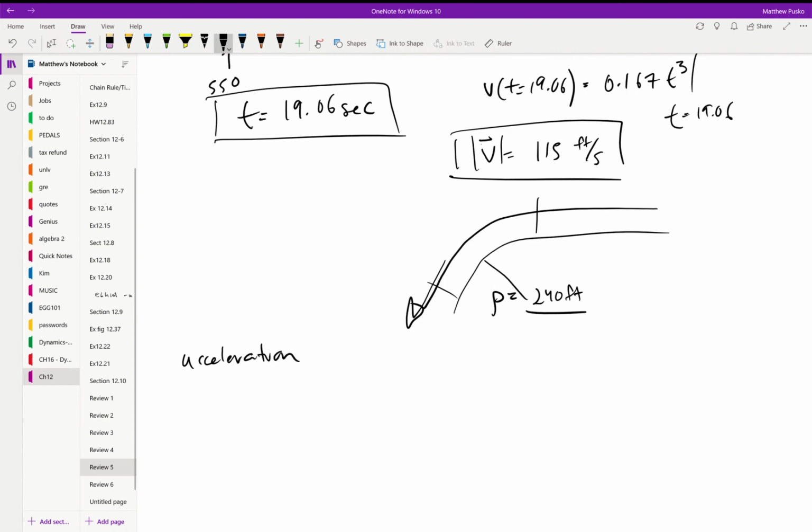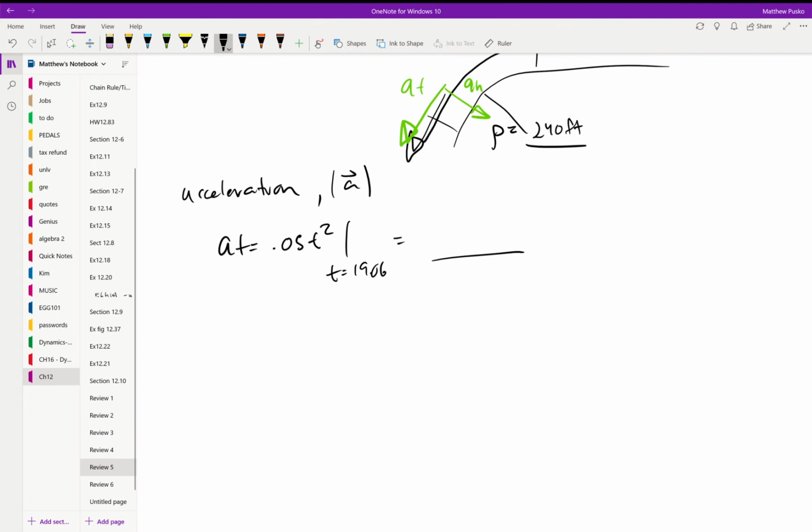They asked for the magnitude of the acceleration. Okay, the acceleration is going to have some tangential component at this point. And since we're going around a corner, it's also going to have some normal component of acceleration. We can figure out the tangential component by taking the function that we began with, 0.05 t squared, and evaluating it at t equals 19.06. We get, I don't remember what we get, I didn't write it down actually.